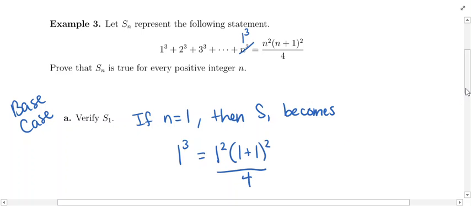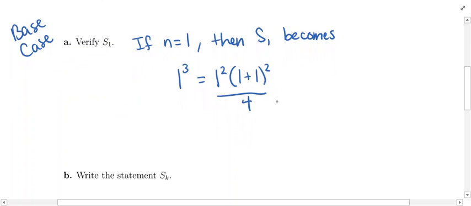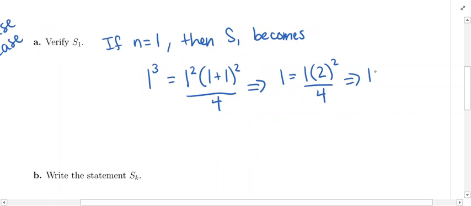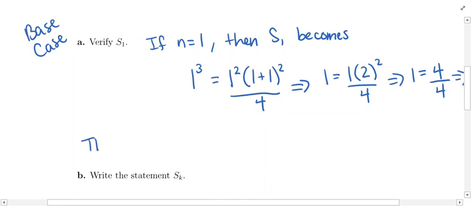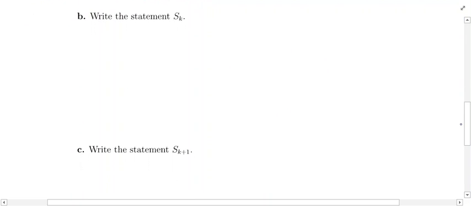We need to simplify to make sure this is a true statement. So this is going to become 1 equals 1 times 2 squared over 4. This is going to tell us that 1 is equal to 4 over 4. So 1 equals 1, which is true. So thus S1 is true. We have shown that the statement holds for n equals 1.